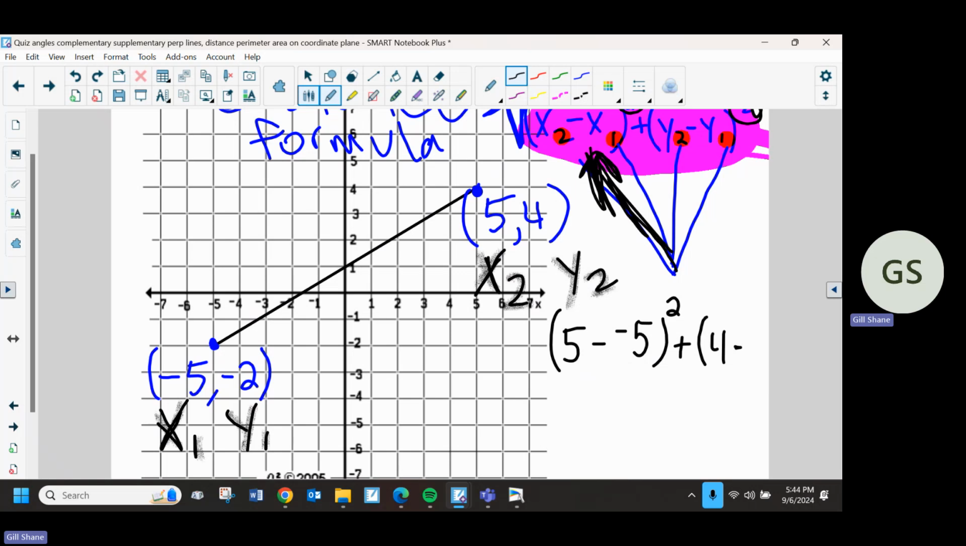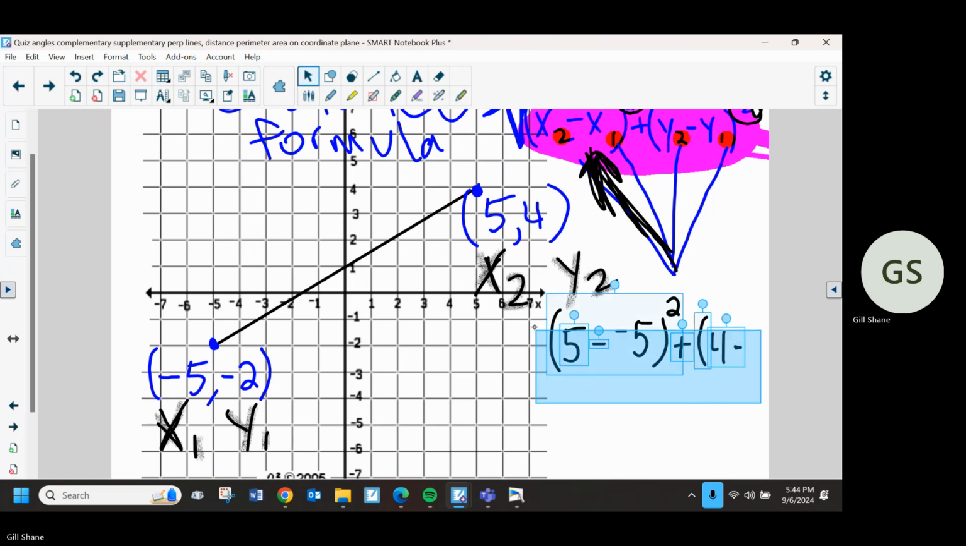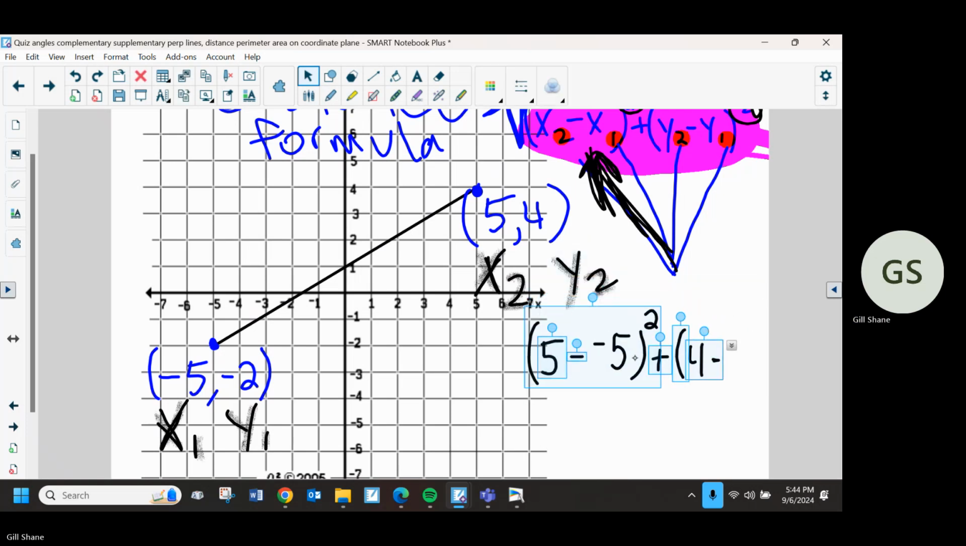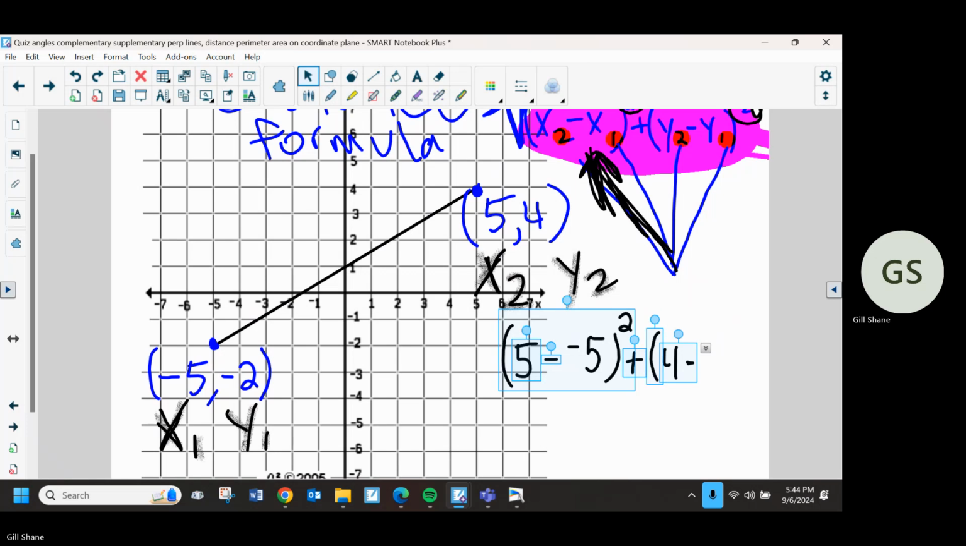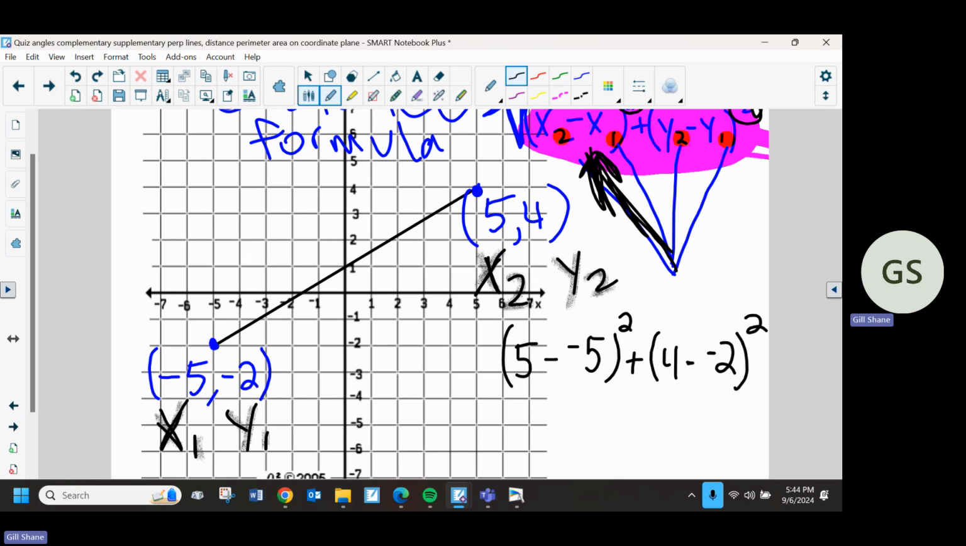4 subtract, again, it is -2, and then don't forget the square. So now I'll just keep going. I'll come back to what I was doing.